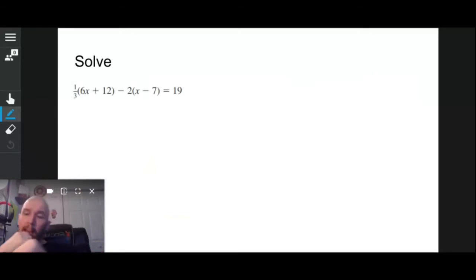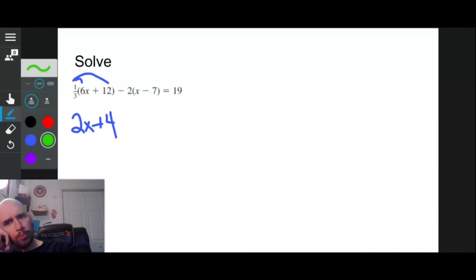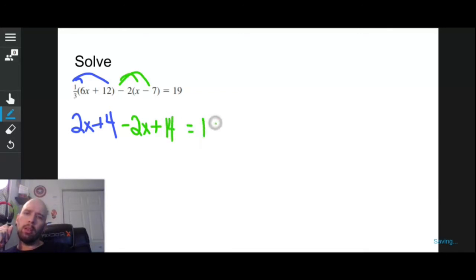All right, so I have 1/3 distributed to that parentheses. So 1/3 of 6 is 2. So 1/3 of 6x is 2x. 1/3 of 12 is the same thing as 12 divided by 3, which is 4. That's nice. -2 times x is going to be -2x. -2 times -7 is plus 14. And that's going to equal 19.